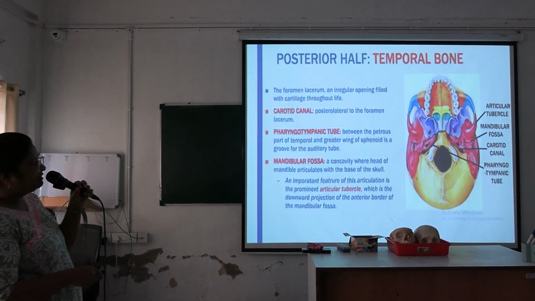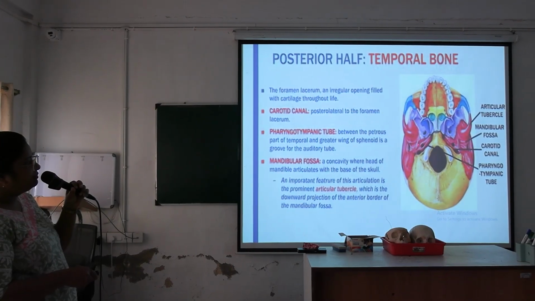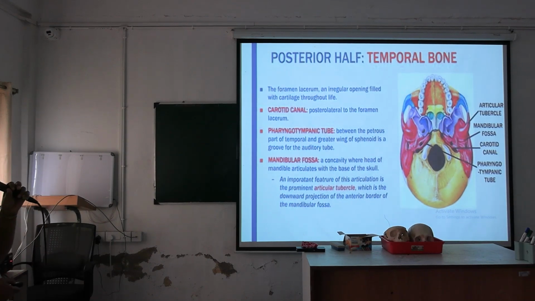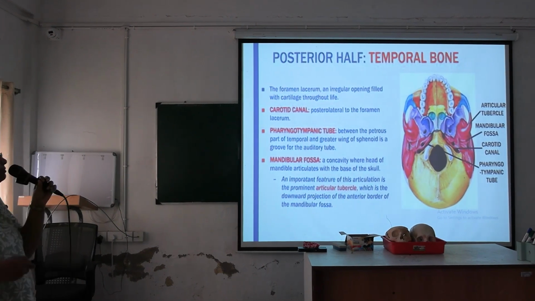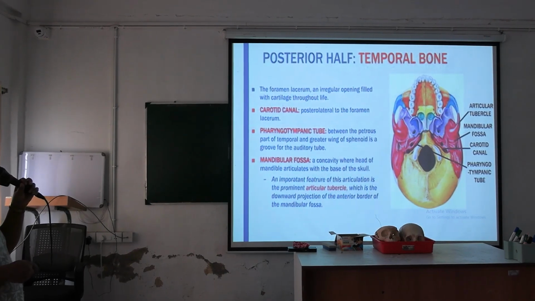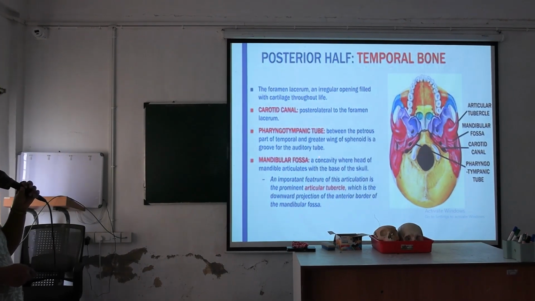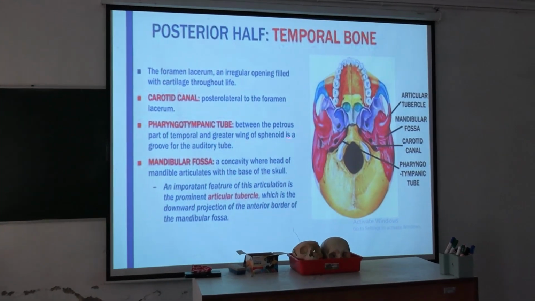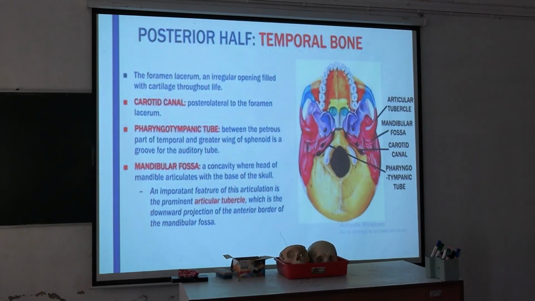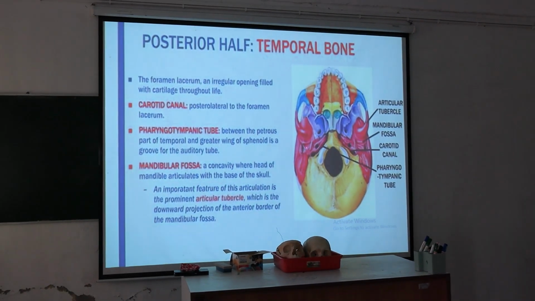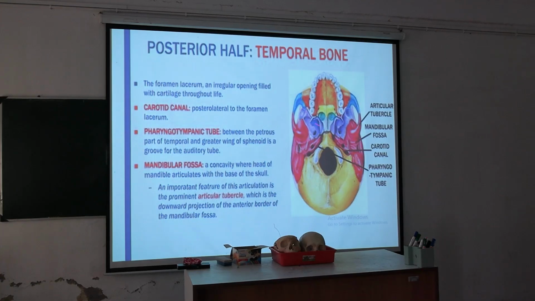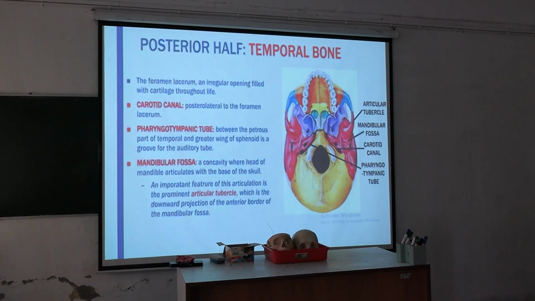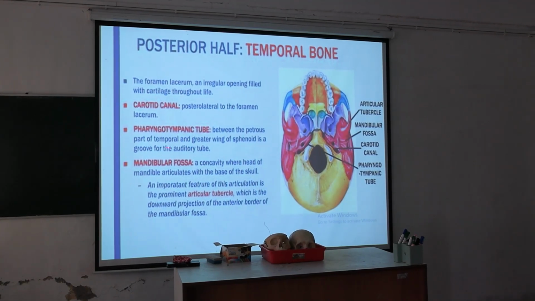Two openings are there, the inner opening and the outer opening. Both of the openings are in the petrous temporal. Next is pharyngotympanic tube or auditory tube. Between the petrous part of temporal and greater wing of sphenoid is a groove for the auditory tube. Here is the groove for the auditory tube between the greater wing of sphenoid and the petrous temporal. Location of auditory tube.